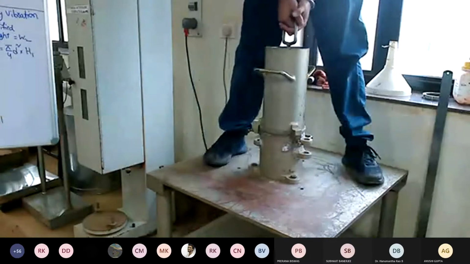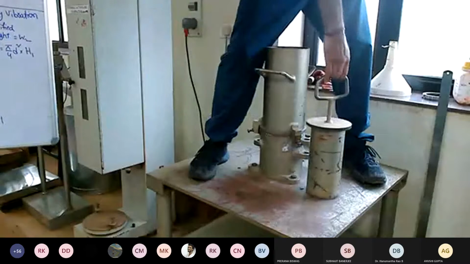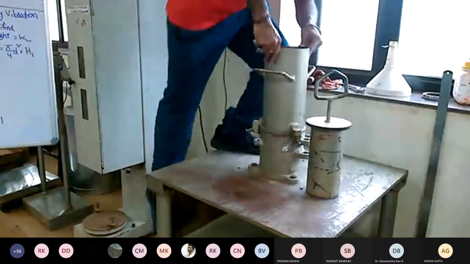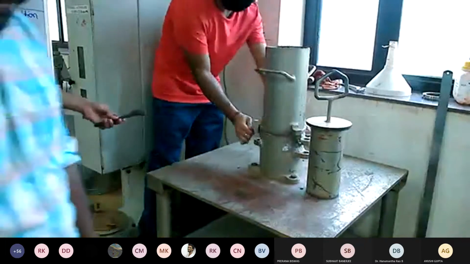So this has completed the vibration. Now we are taking out the surcharge one by one. Then the guiding sleeve, just unscrew it.